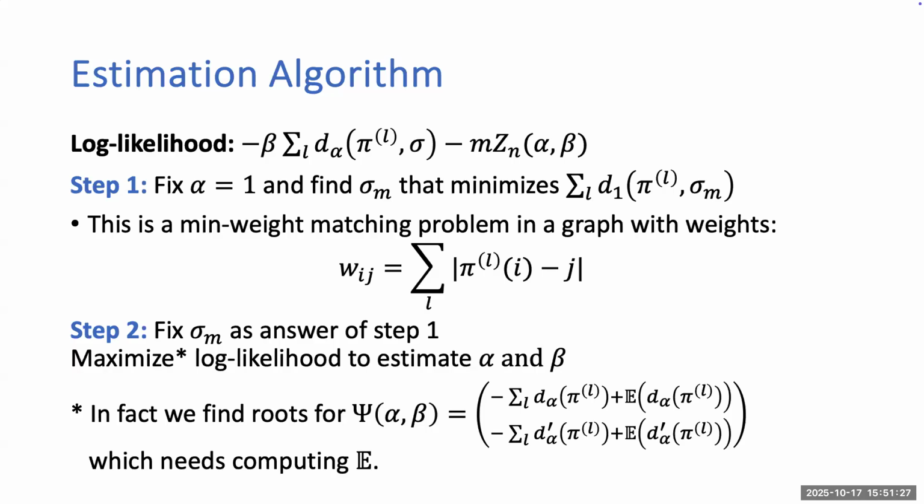has some expectations of these distances over all possible permutations sampled from Mallows. And computing this expectation needs you to either have a closed form for the probability distribution or have a sampling algorithm to estimate it. Otherwise, you can't do a root finding algorithm in this part. That's why we also have to talk about sampling later. But the overall takeaway of this slide is to just separate the discrete from the continuous part.